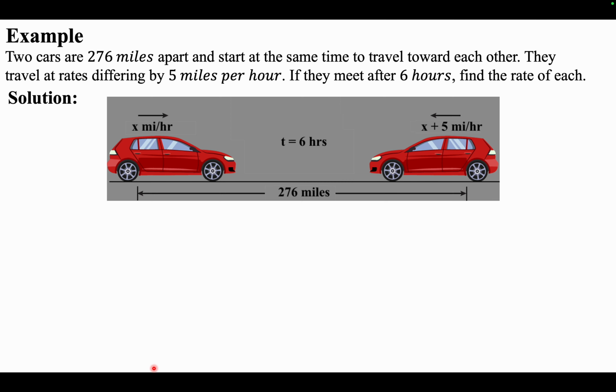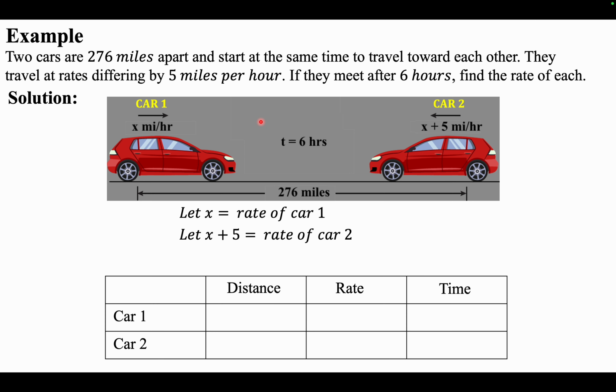So I'm going to assume that the car to the left is, let's say, car 1, and the other one would be car 2. So let's say that car 1 travels at x miles per hour. That means let x be equal to the rate of car 1, and then let x plus 5 be equal to the rate of car 2, right? And then we can make a table here.